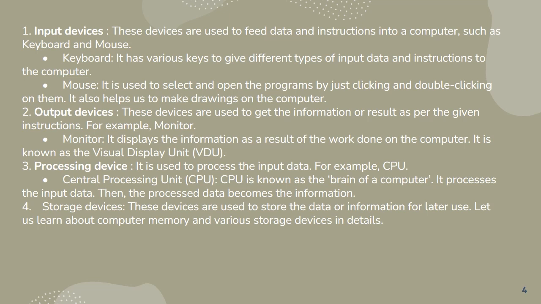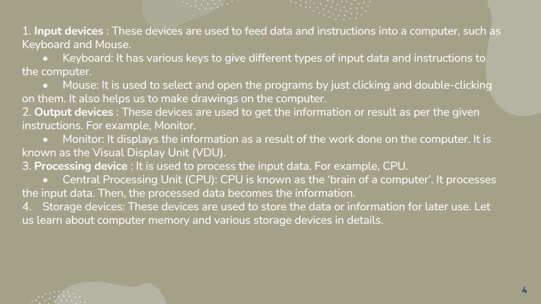2. Output devices. These devices are used to get the information or result as per the given instructions. For example, monitor. Monitor: it displays the information as a result of the work done on the computer. It is known as the Visual Display Unit, VDU.